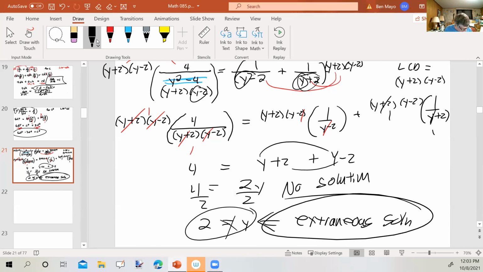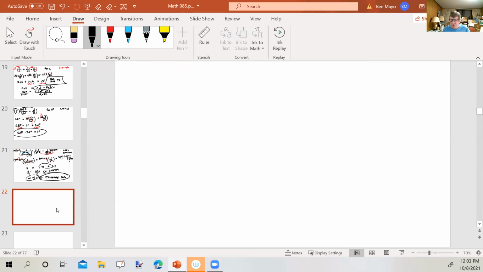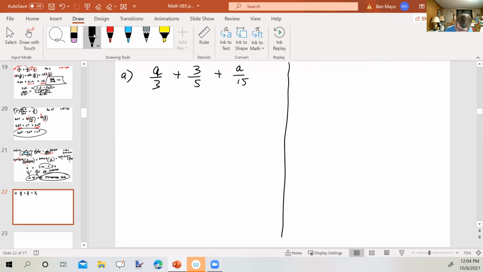All right. Now, let's see here. I want to look at a couple of different scenarios. This author has what they call lookalikes, and I want to take a look at a lookalike. So this is part A. It says a over 3 plus 3/5 plus a over 15. That is an a, not a 9. Okay. Part B says a over 3 plus 3 over 5 equals a over 15.